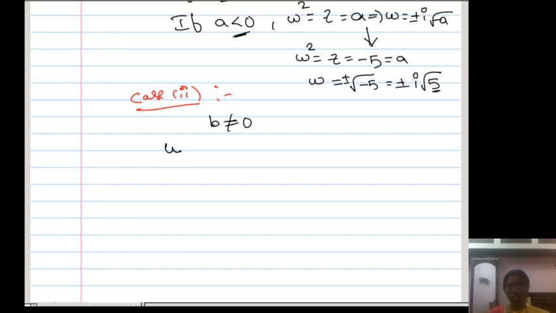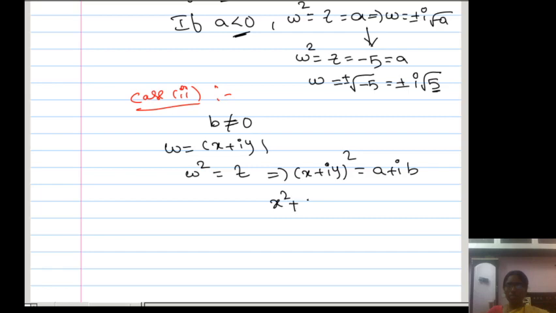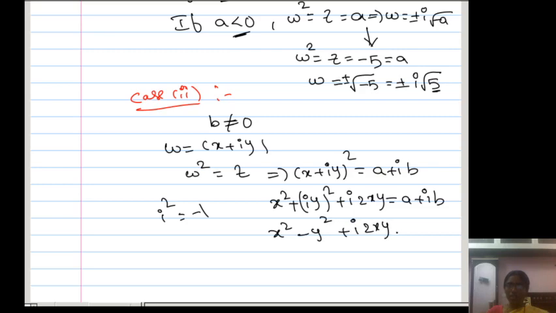What is the relation? Let us say w is x plus iy, suppose. What is the relation? w square is equal to z. That implies (x plus iy) whole square is equal to a plus ib. I am simplifying this using the (a plus b) whole square formula: x square plus (iy) whole square plus 2 i xy, is equal to a plus ib. Now i square value is minus 1. So x square minus y square plus i 2xy is equal to a plus ib.